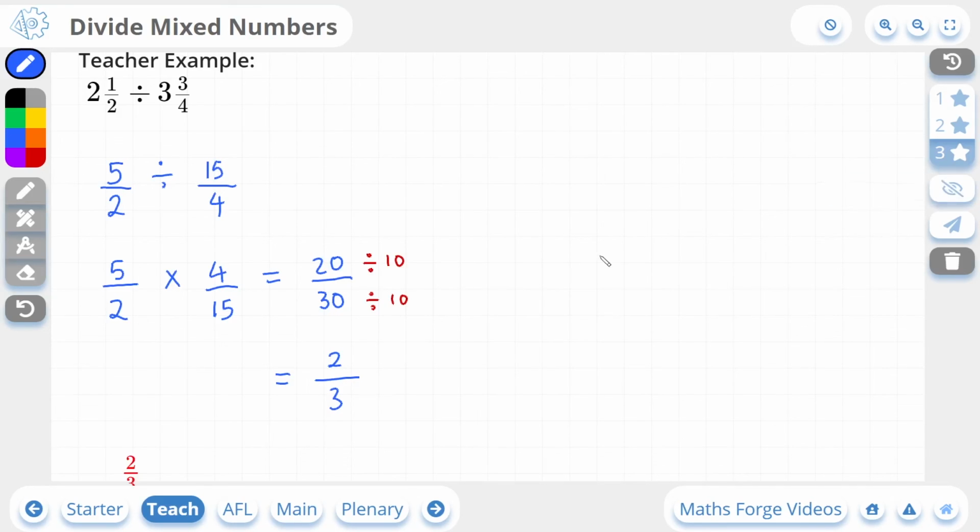Let's check our answer. There it is, 2 over 3. And that's it for dividing mixed numbers.